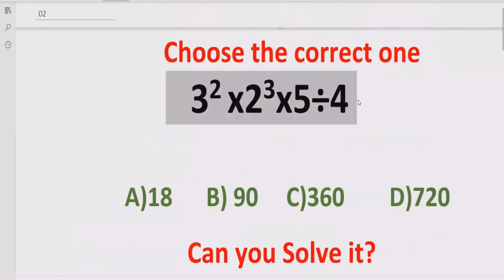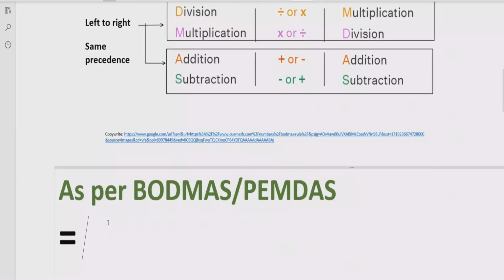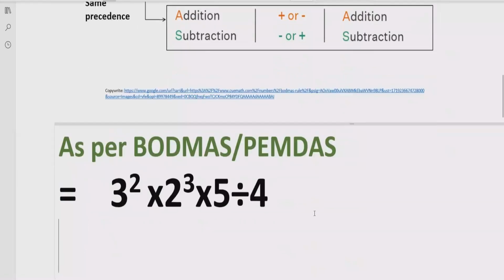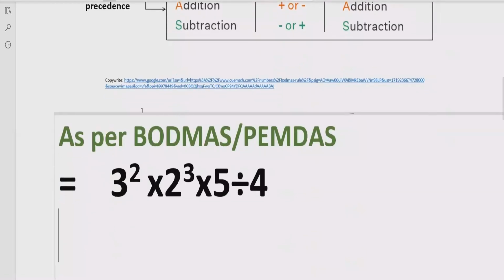We will write the given expression here. And now, first of all, we have to solve according to the rules, bracket first. But in our expression, we do not have any bracket. So we will skip this step. Now, step number two is we have to solve the exponent part or power of number. So we will solve this one.